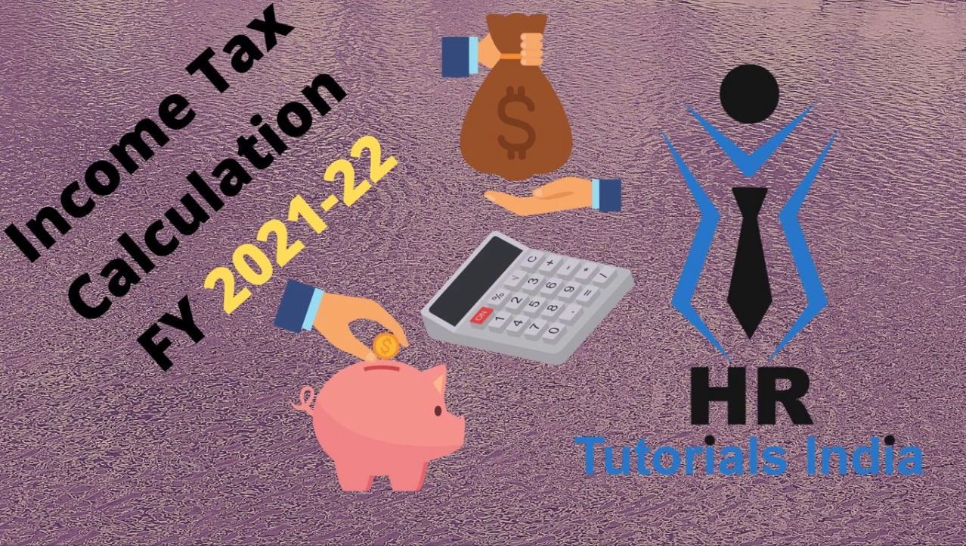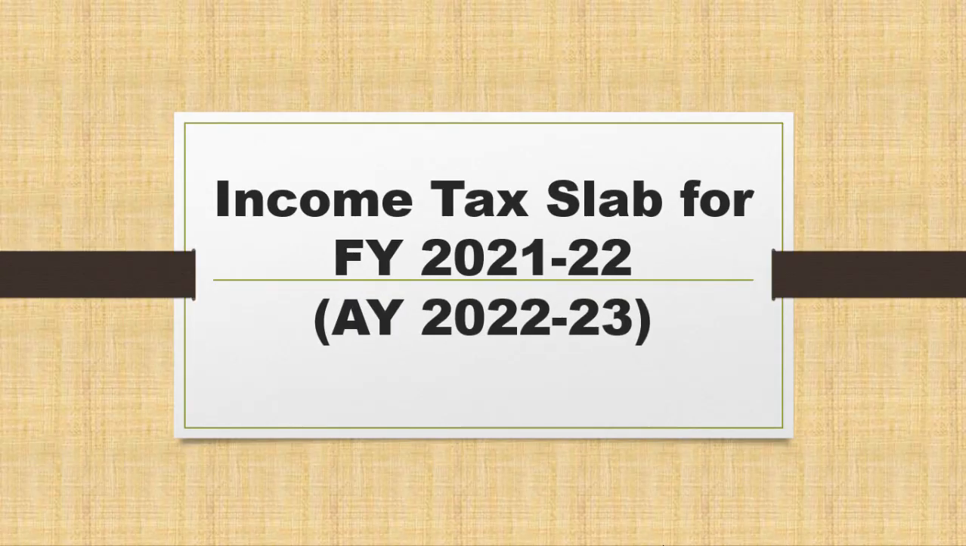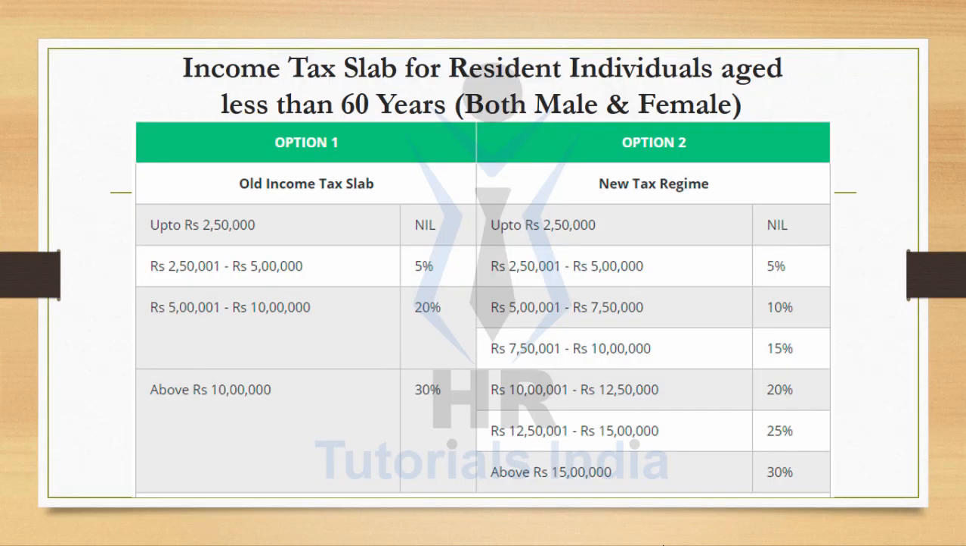In this video, we will be discussing the most awaited topic, that is the income tax calculation for the financial year 2021-22. Income tax slabs for financial year 2021-2022, assessment year 2022-23. Income tax slab for resident individuals aged less than 60 years, both male and female. As you all know, today the Finance Minister has presented the budget. In this budget, the new income tax slabs have been discussed.